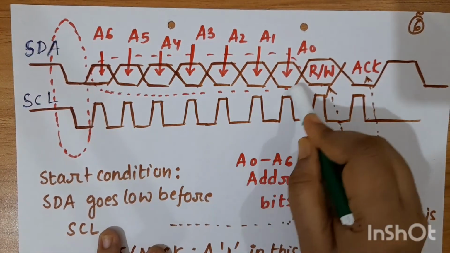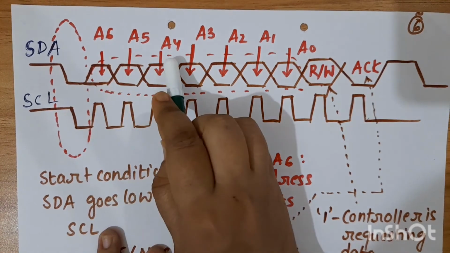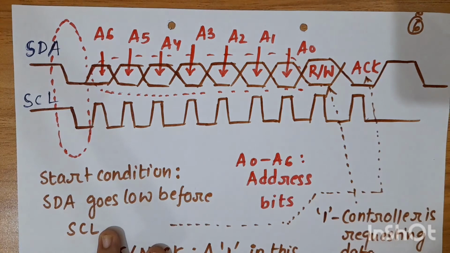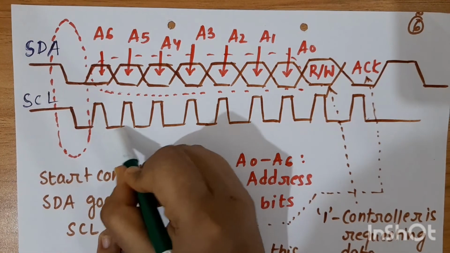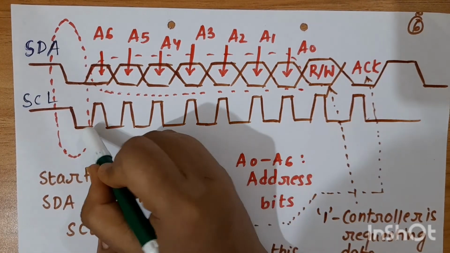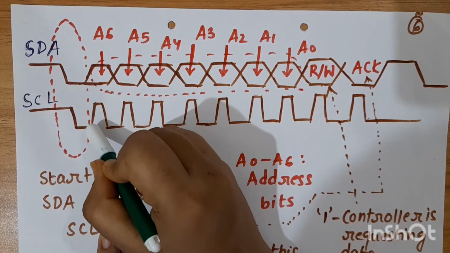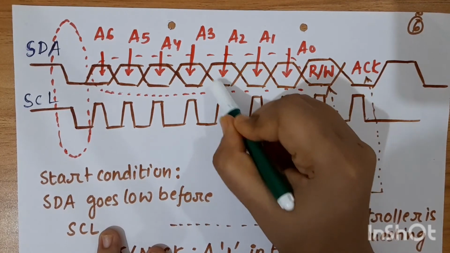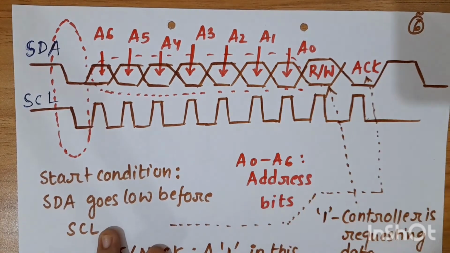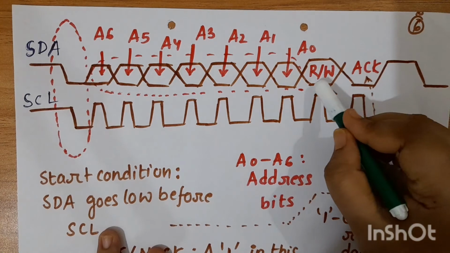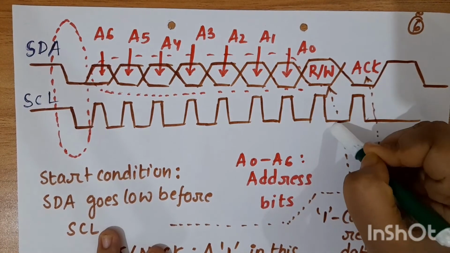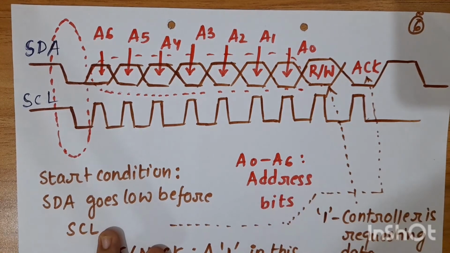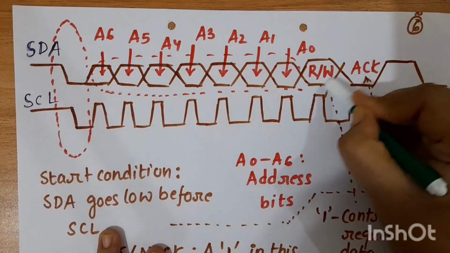Then address bits are being sent: A6, A5, A4, A3, A2, A1, A0, in 7-bit address mode. You see the clock. When the transition is happening from 0 to 1 for the clock, at that time the address bits are stable, so they are being sampled properly. After the address bits are sent, the read/write bit is sent, and this also has a clock with respect to the SCL line. So the read/write bit is sampled.